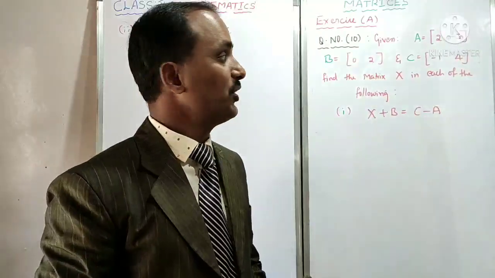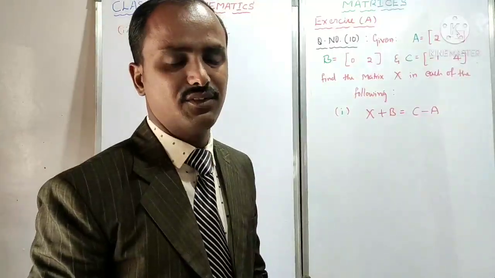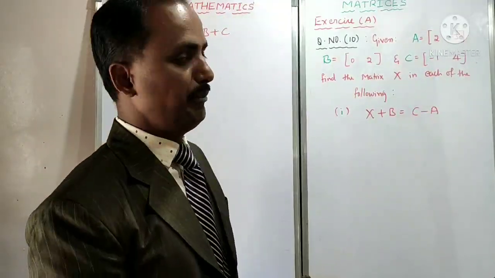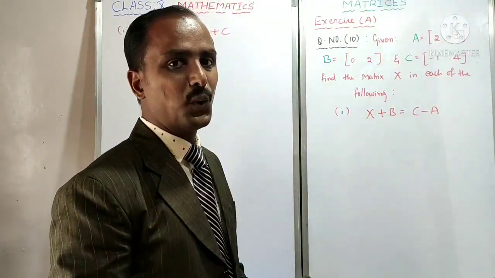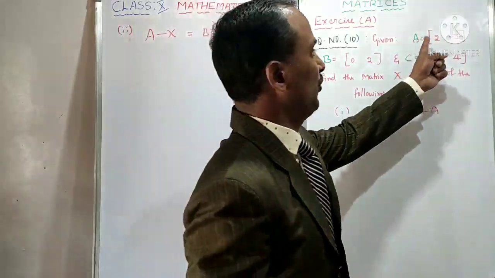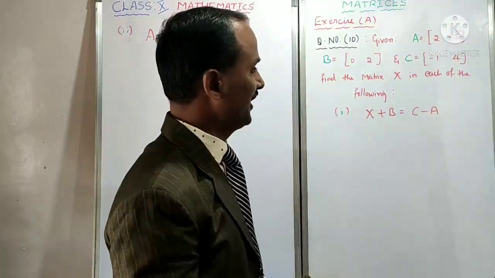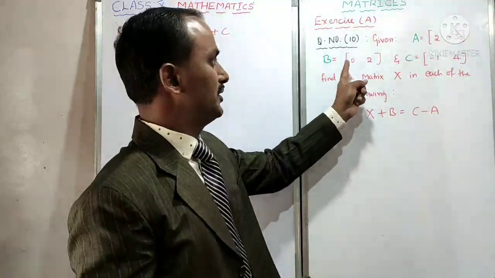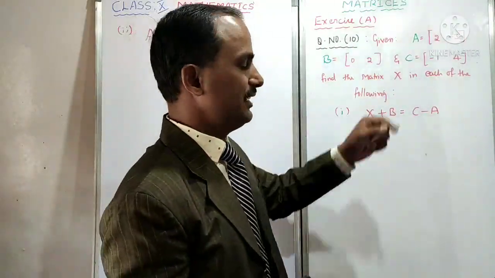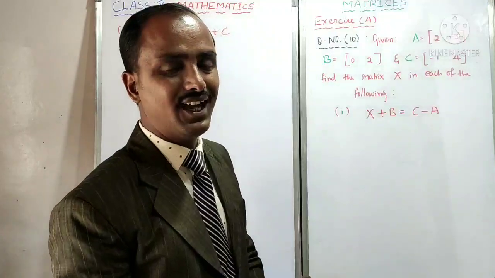In exercise A, question number 10, it is also a different problem. Given matrix A is equal to 2, minus 3. Matrix A order, what is there? 1 by 2, 1 row, 2 columns. Matrix B order, what is there? 1 row, 2 columns. 0, 2, elements are there. C matrix also 1 row, 2 columns. 3 also the same order.